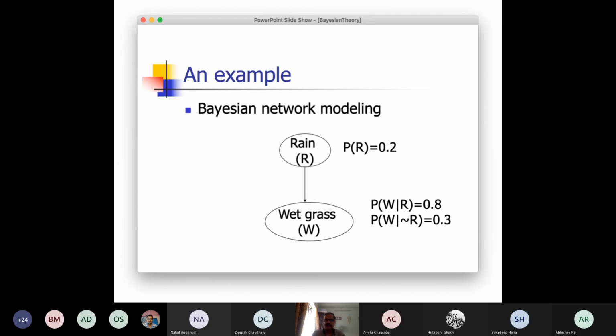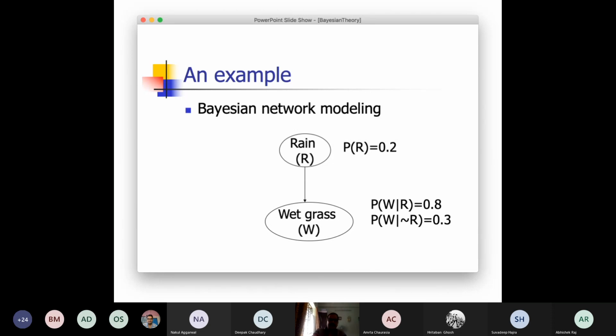So with this, can you work out the joint probability distribution of rain R and W? That means there are 4 combinations. What is the joint occurrence of rain and wet grass, rain and not wet grass, not rain and wet grass, not rain and not wet grass, right? So please compute these things with this.